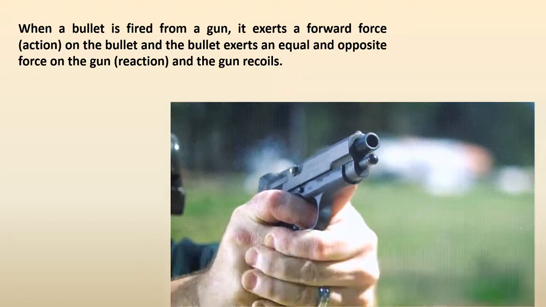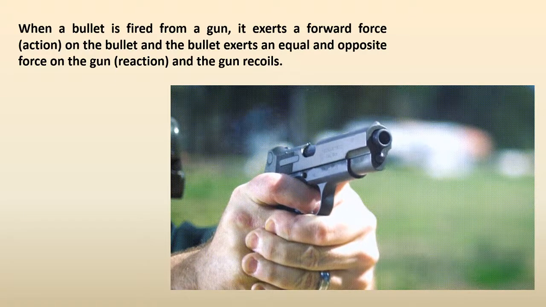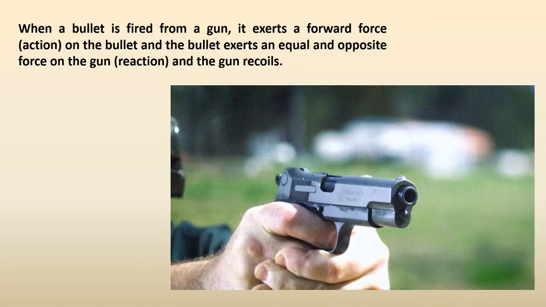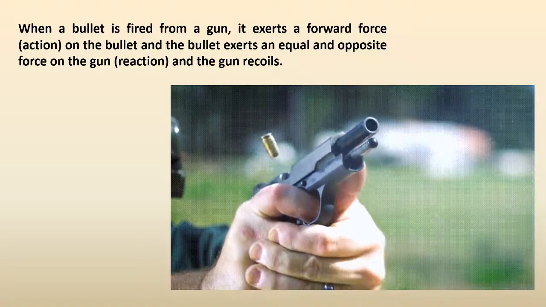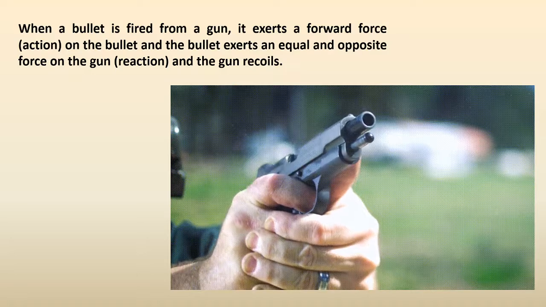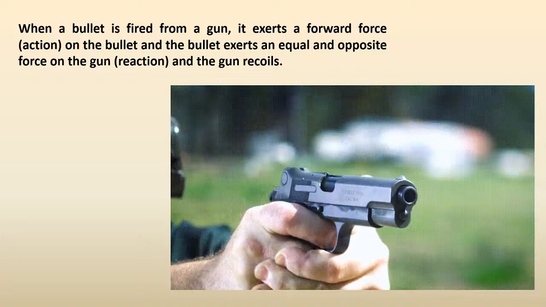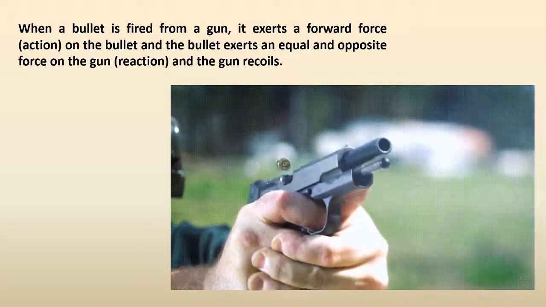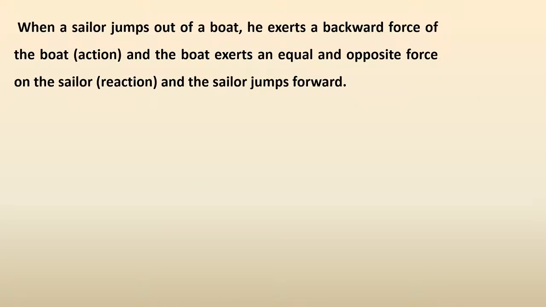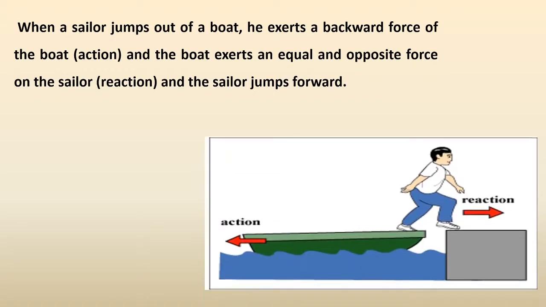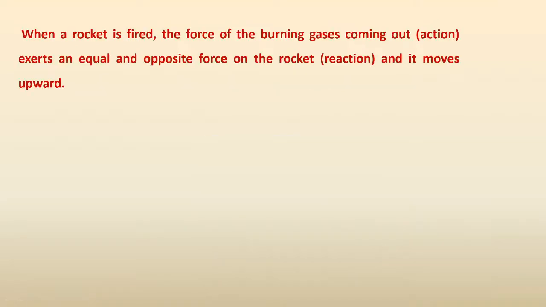This is the firing of a bullet, you see. As the bullet moves ahead, the gun recoils, means it goes backward. So every action has an equal and opposite reaction. Another example is a sailor jumping from a boat. When he steps forward, the boat moves backward. This is also an example of every action having an equal and opposite reaction.